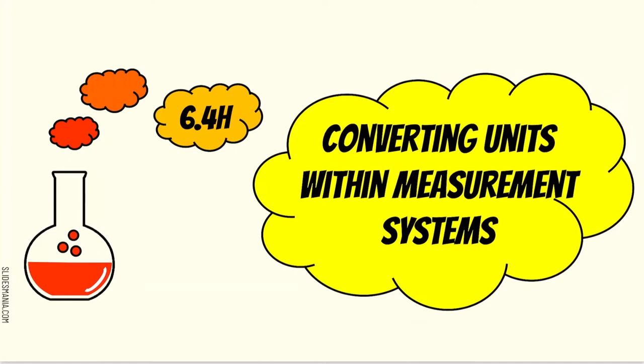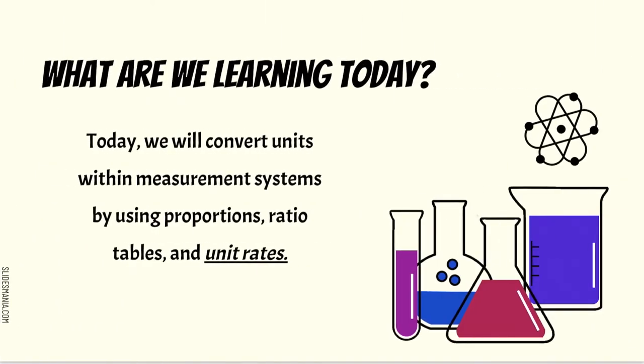Hello, Alvin ISD mathematicians. Today we're going to be learning about converting units within measurement systems, which is our 6th grade skill of 6.4H. Now, how will we be doing that today? Well, today we're going to convert those units within measurement systems by using proportions, ratio tables, and unit rates.